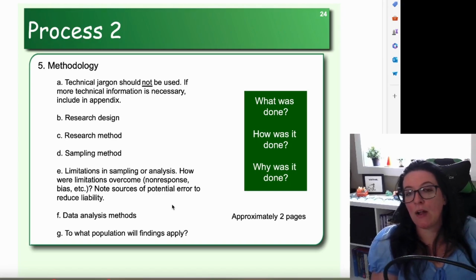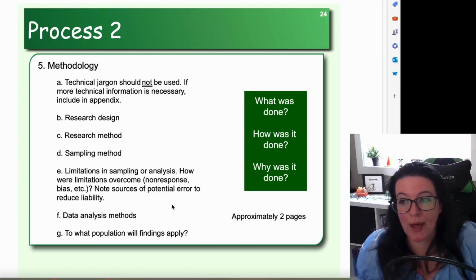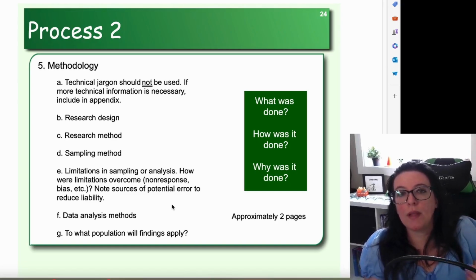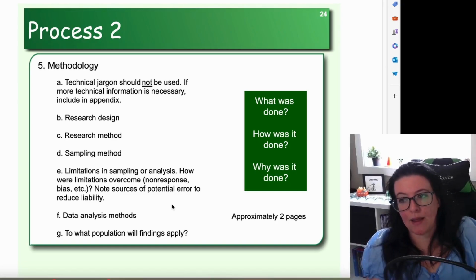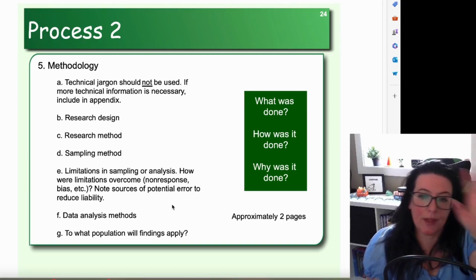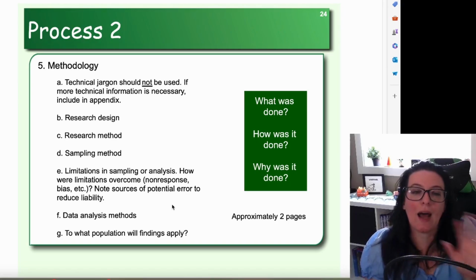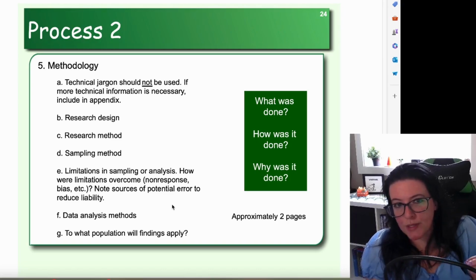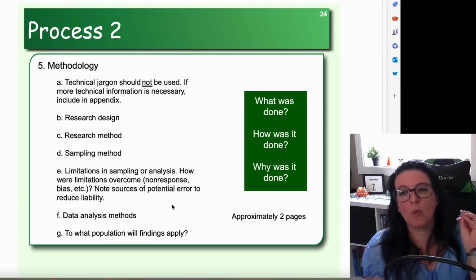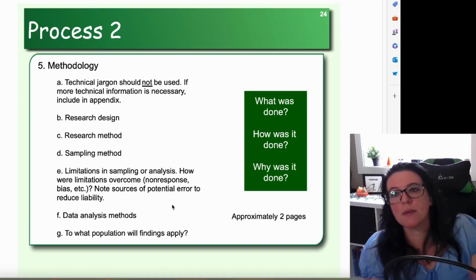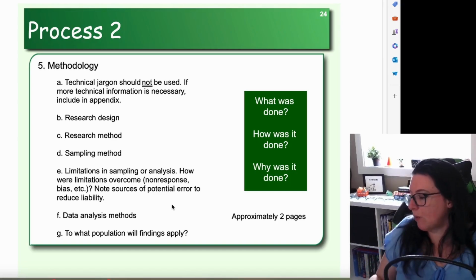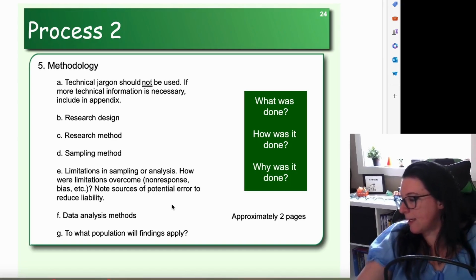What were your data analysis methods? What did you do to analyze the data? Okay. And to what population will your findings apply? So who is this group that your sample came from, and will you be able to extrapolate to that greater group? So what was done? How was it done? Why was it done this way? So approximately 2 pages on your methods. A number of this comes from the research proposal you had previously.